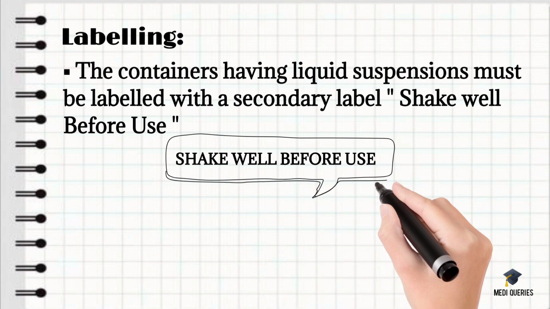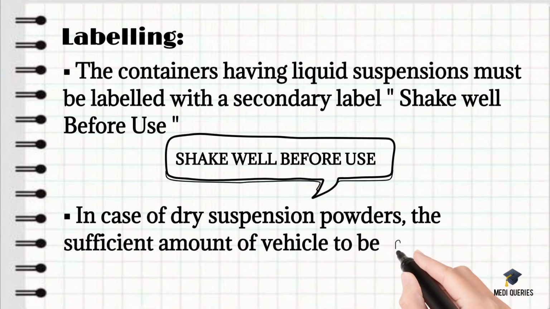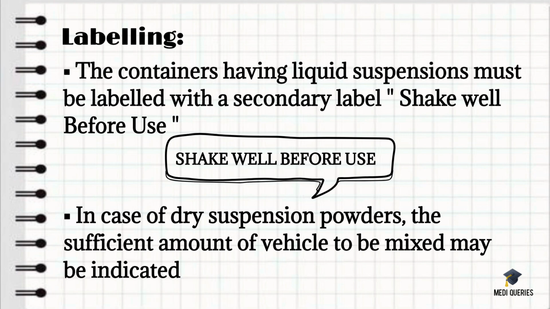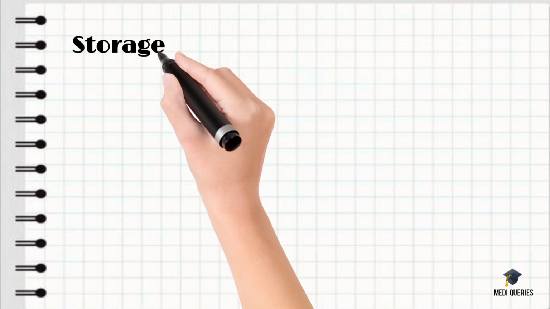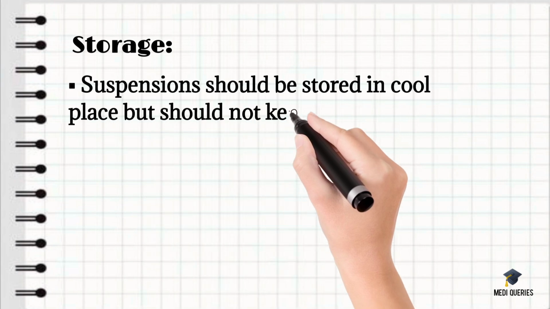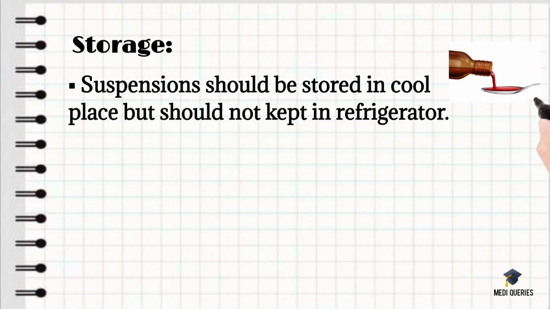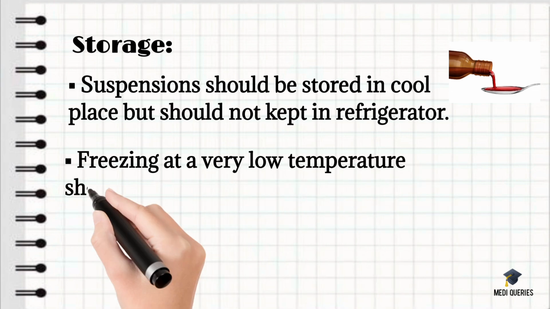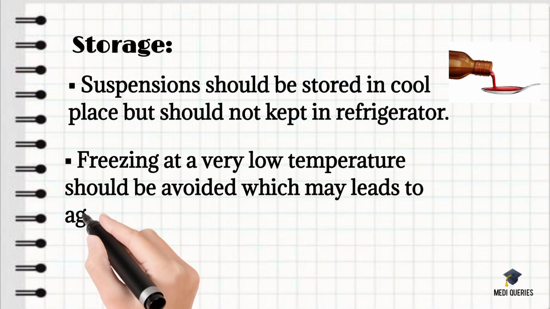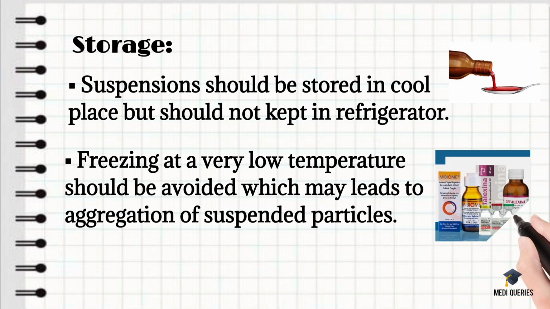In case of dry suspension powders, the specified amount of the vehicle to be mixed may be indicated clearly on the label here. Okay, and then storage. The suspension should be stored in a cool place but should not be kept in a refrigerator here. Freezing at a very low temperature should be avoided, which may lead to aggregation of the suspended particles here. Okay, according to IP, we need to store the suspensions.